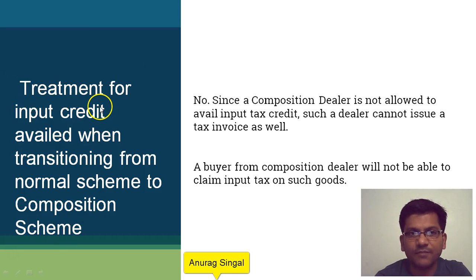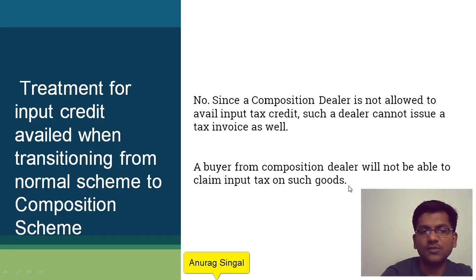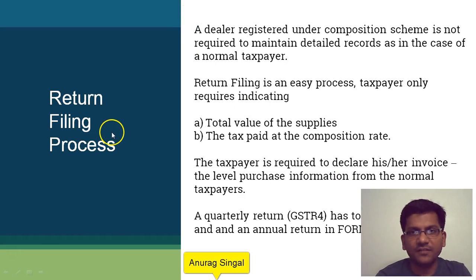What will be the tax treatment for input credit availed when transitioning from normal scheme to composition scheme? A composition dealer is not allowed to avail input tax credit. Such a dealer cannot issue a tax invoice also, and he will not be able to claim input tax on such goods as well. What is the return filing process?